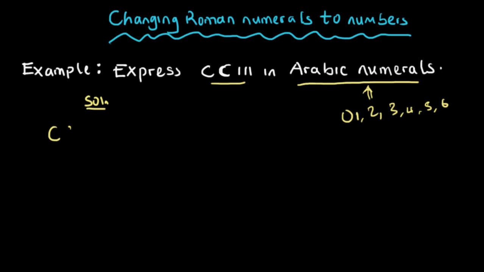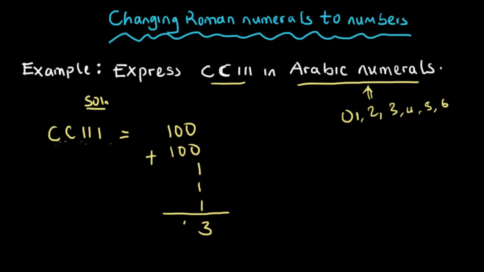Now let's solve this question. So we have CCIII. Remember, when the smaller symbol is in front, you just add. So we can see that III, which is the smaller symbol, is in front. So we just add straight up. C is 100. C is 100. I is 1. I is 1. I is 1. If we add all this together, we'll be having 1 plus 1 plus 1 is 3, 1 plus 1 is 2. So our answer is 203. I hope you understand this.